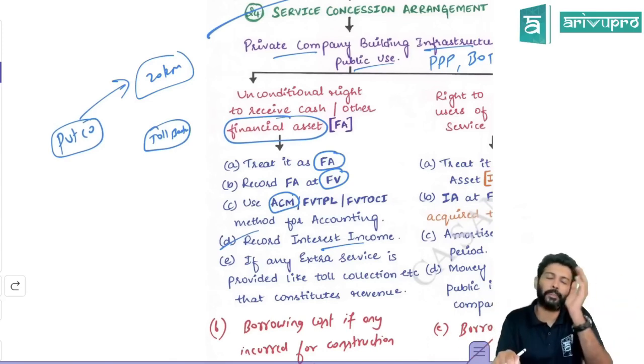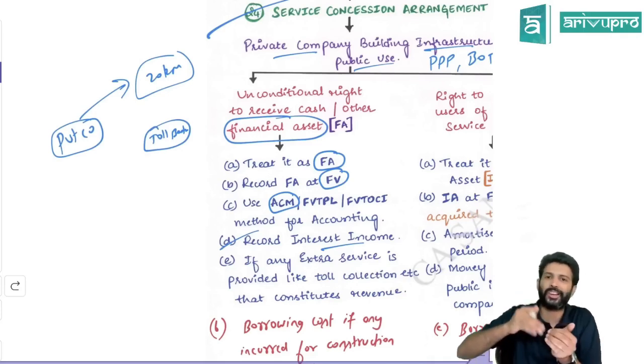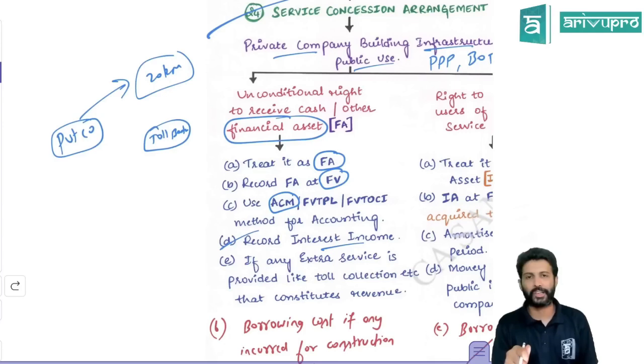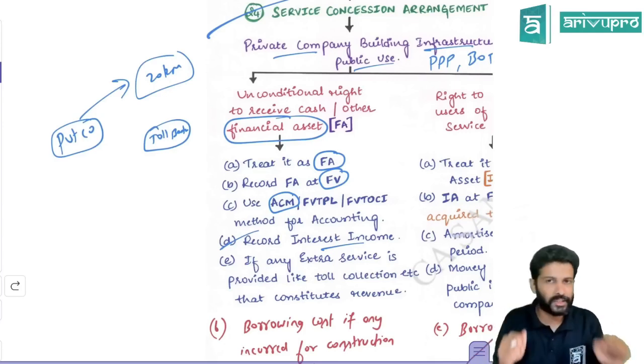Till you receive the money, in this present example, the government told I'll pay you after 3 years. So till 3 years, you will have to show the financial asset. Once you have received the money, the financial asset will come to an end.